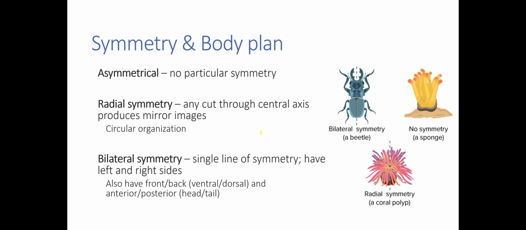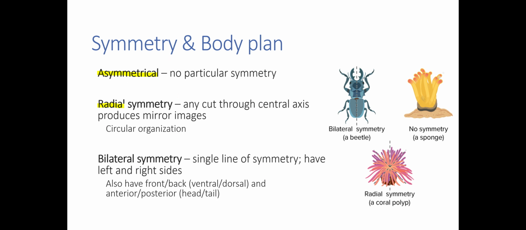Most animals are going to display some type of symmetry, but your simplest animals, your sponges, are what we call asymmetrical, which means they don't have a particular symmetrical body plan. There's no way you can kind of divide them in half to create equal sides. They just kind of have an irregular body plan.